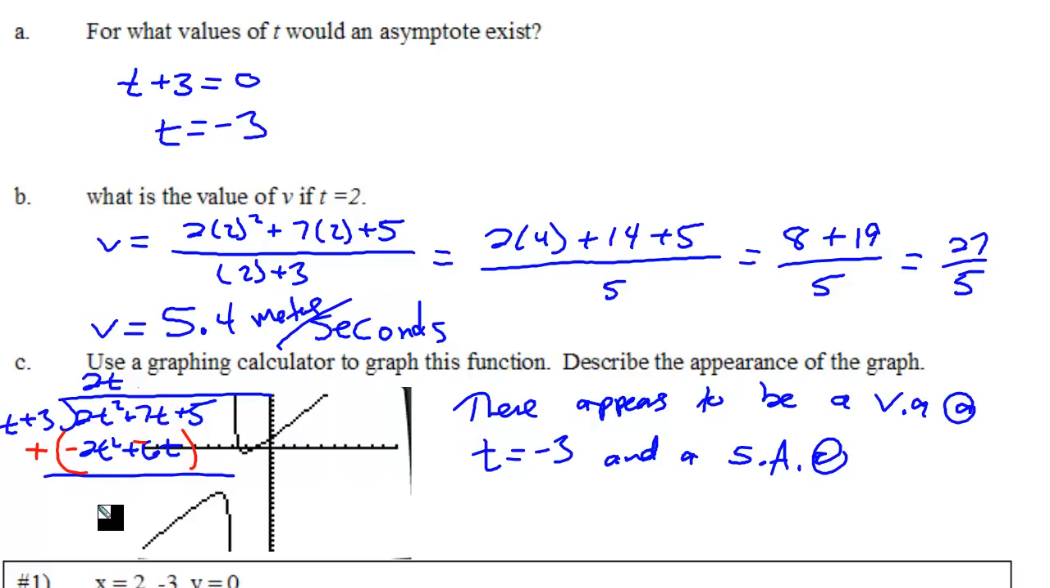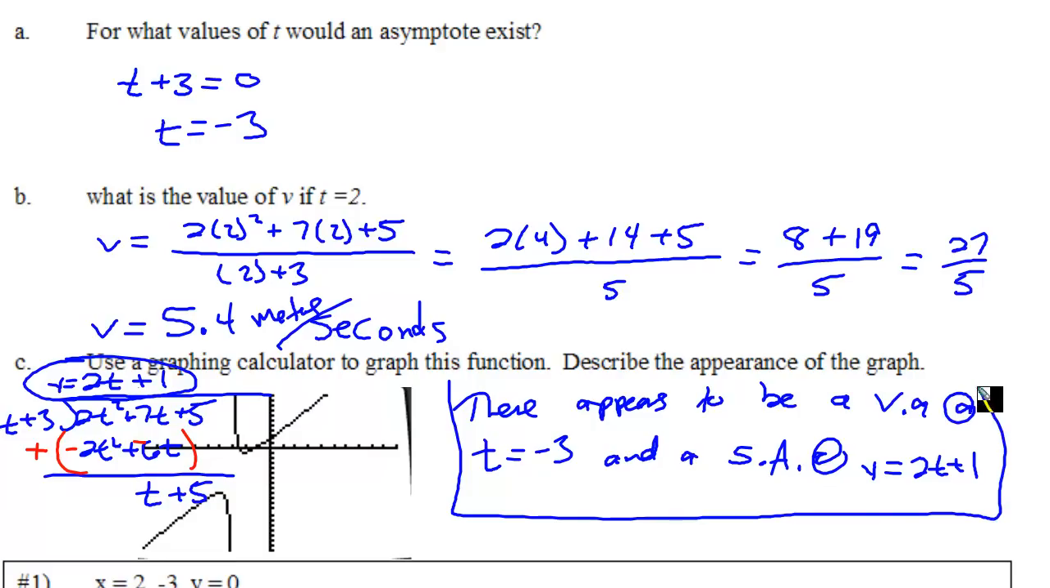2t squared plus a negative 2t squared cancel. 7t plus a negative 6t is t. Bring down the plus 5. How many times does t go into t? Evenly. One time. Everything else is the remainder. It's left over. So my slant asymptote resembles y equals 2t plus 1. Appears to be a vertical asymptote at t equals negative 3 and a slant asymptote at y equals 2t plus 1. And to be more specific, it doesn't appear. This is what's actually happening.